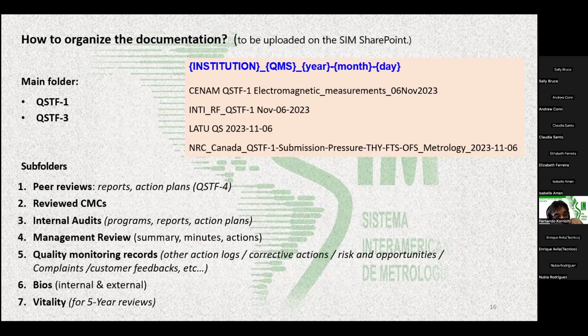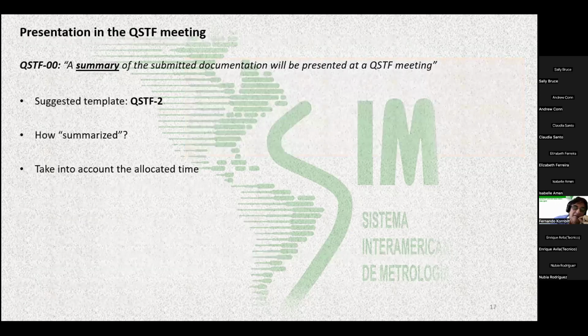And then you need to create 7 subfolders: one that has to do with peer reviews, another for the CMCs, another for internal audits, another for the management review, another for all of the different aspects of Chapter 2, corrective actions and opportunities, another for the biography of the internal and external evaluators, and the last one for the evidence of vitality, just so that the information can be found. This was proposed to organize all the information so that everyone organized it in the same way.